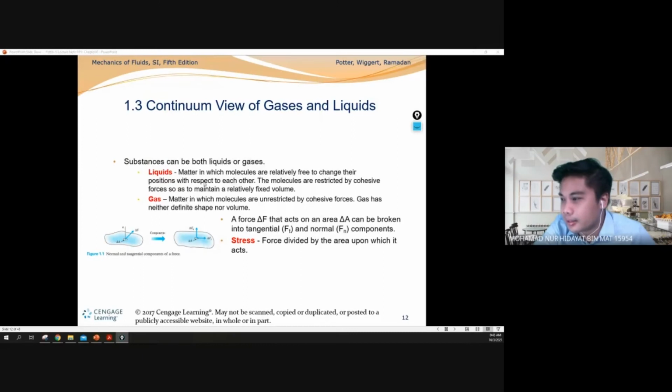A substance can be either liquid or gas. A liquid is matter in which molecules are relatively free to change their position with respect to each other, but are restricted by cohesive force. A gas is matter in which the molecules are unrestricted by cohesive force. Okay, this is the definition of substance.